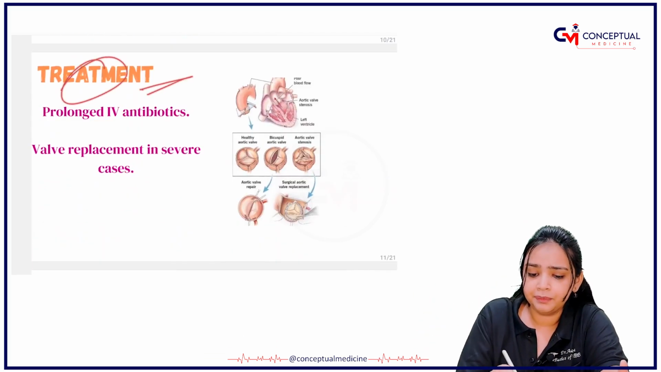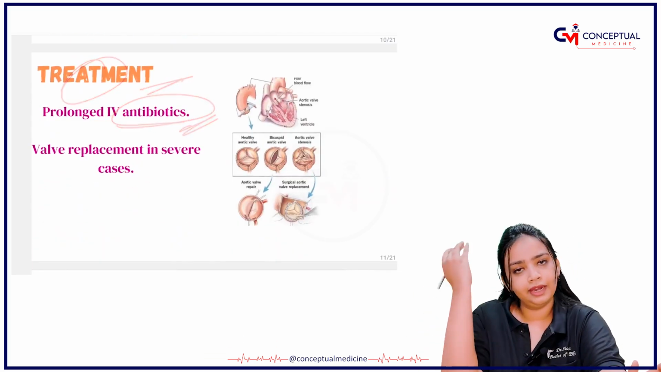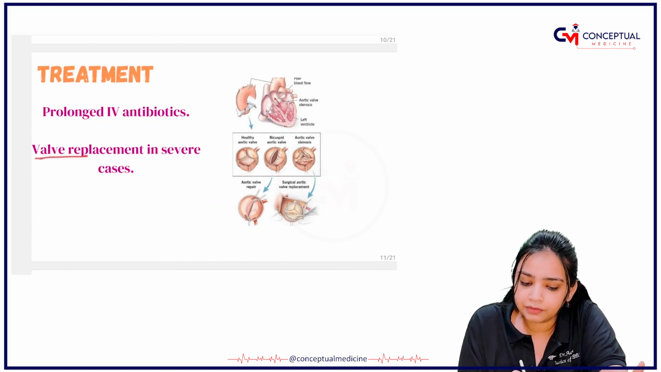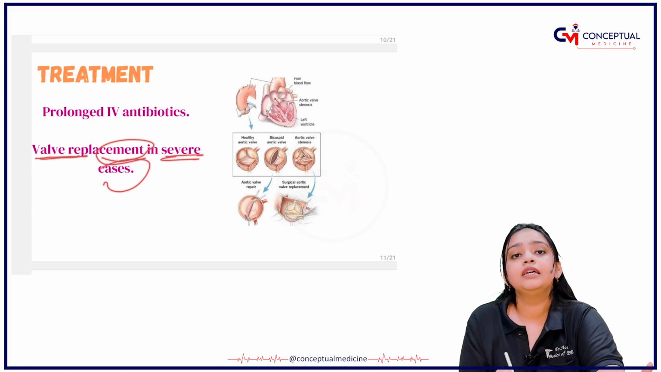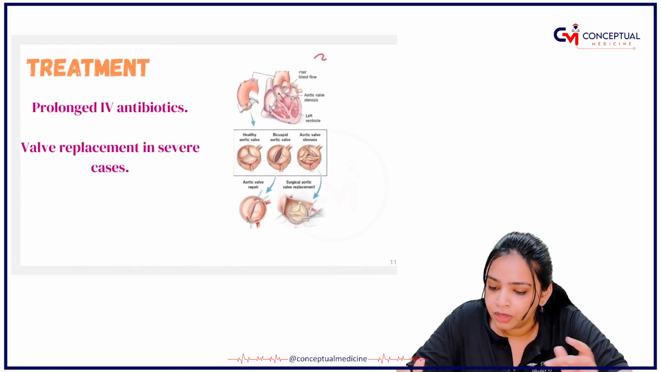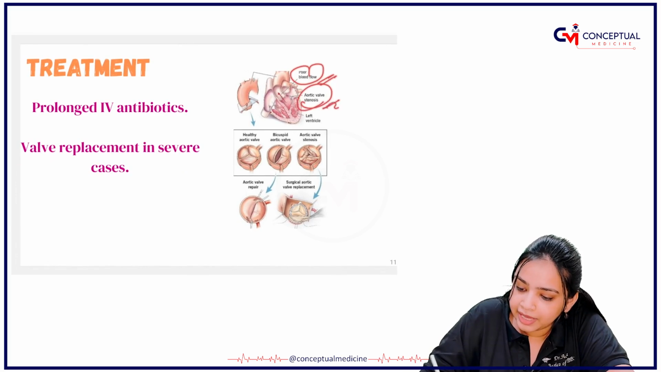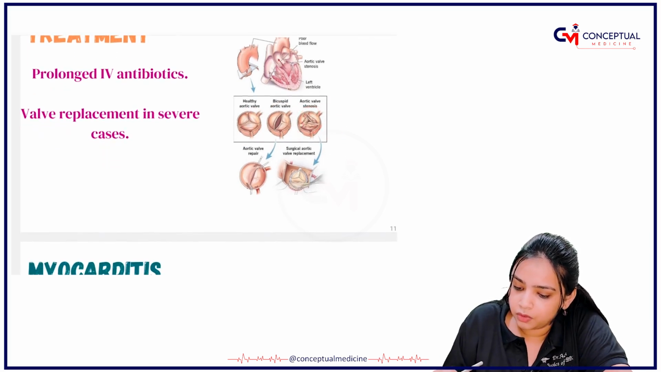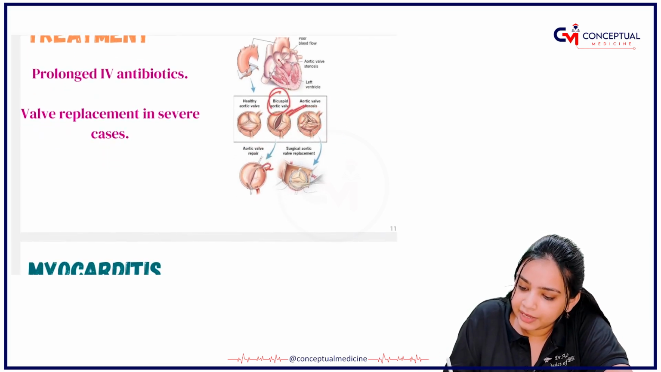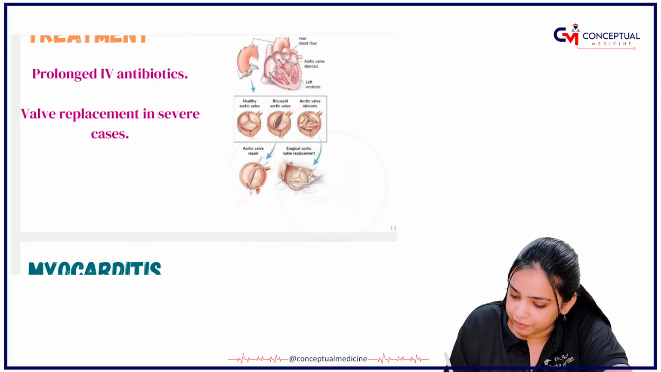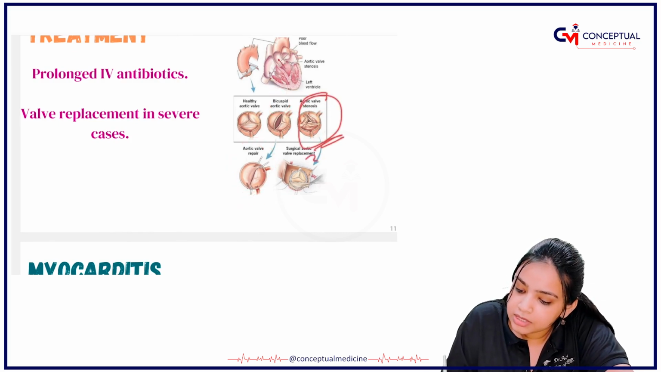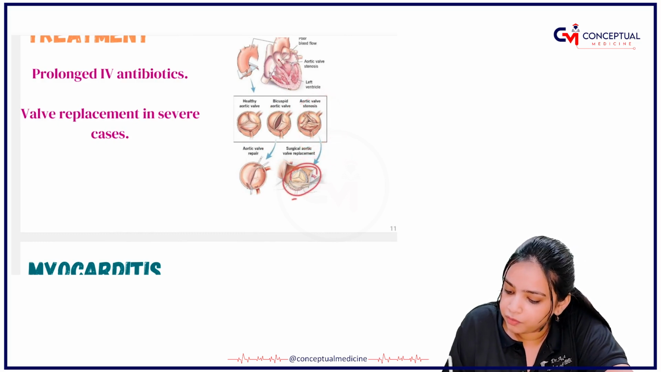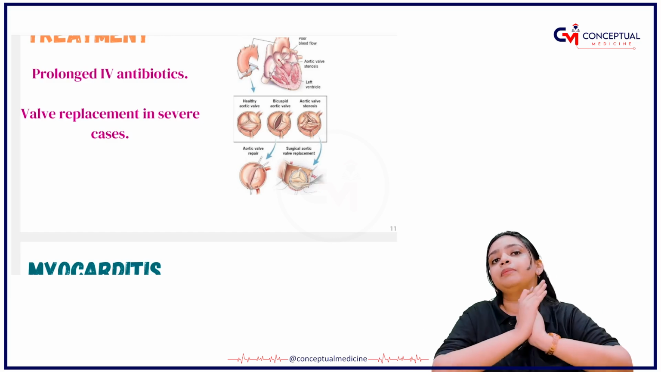Next, what is the treatment? Treatment will be antibiotic, IV antibiotic can be given to the person, or you can give the valve replacement in severe cases. Now, see this figure. There is a poor blood flow and there is aortic valve stenosis that has happened. This is the healthy valve of a person. This is bicuspid aortic valve and this is the aortic valve stenosis. So what is happening in the bicuspid aortic valve? There is aortic valve repair, and in the aortic valve stenosis there is a surgical aortic valve replacement. We surgically replace the valve.